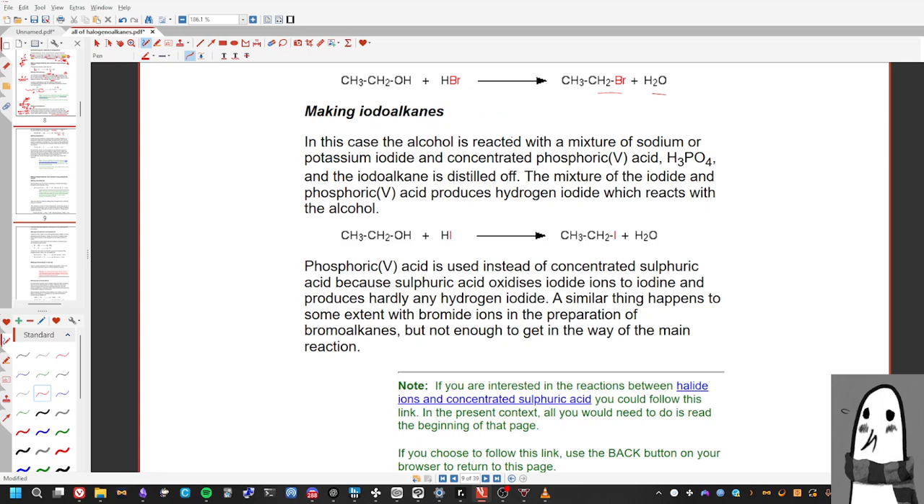You can imagine the same thing. Here, the alcohol is reacted with a mixture of sodium or potassium iodide and concentrated phosphoric(V) acid, H3PO4.